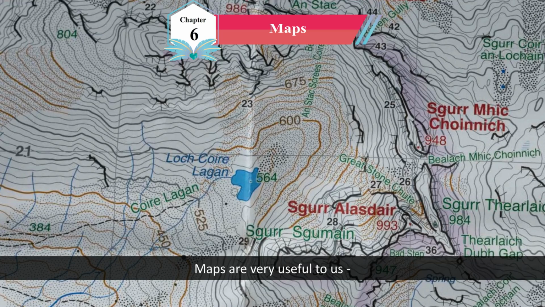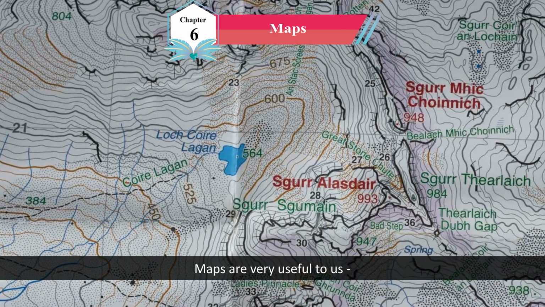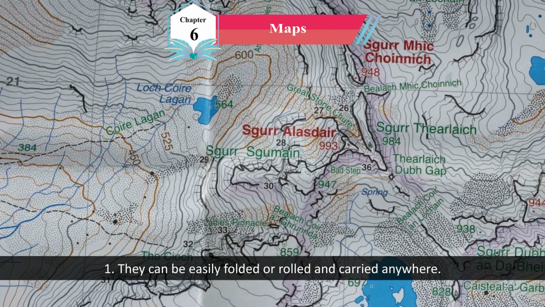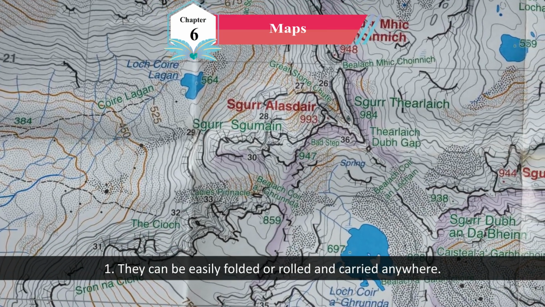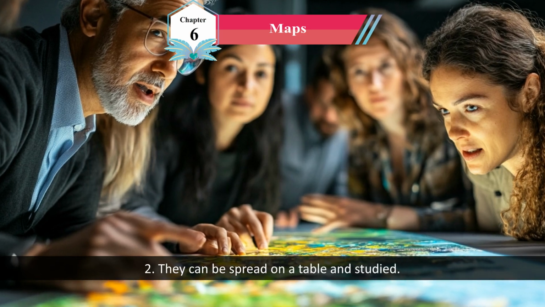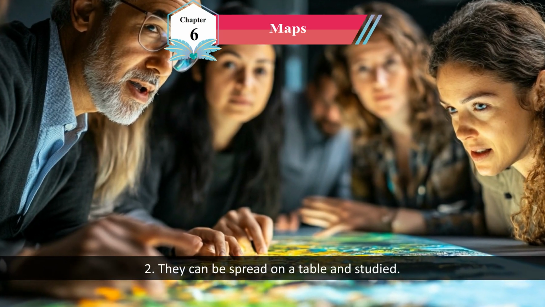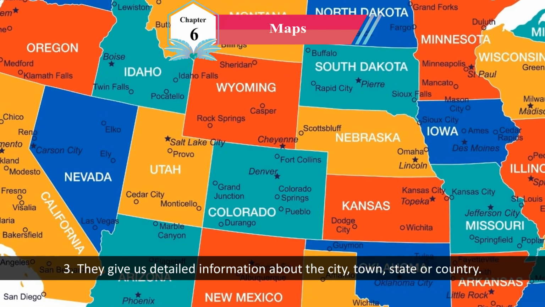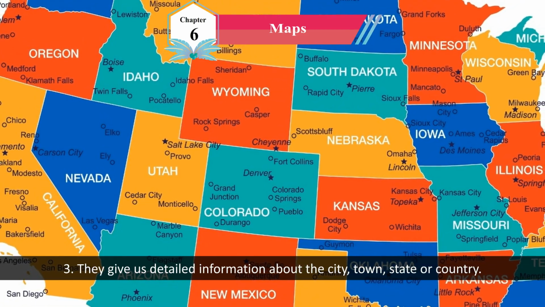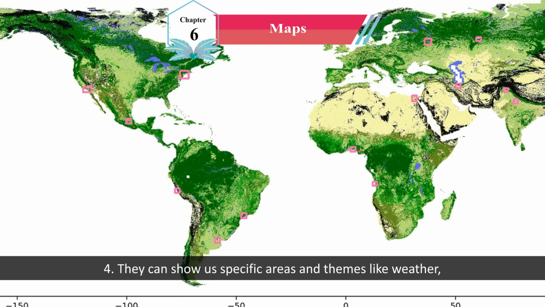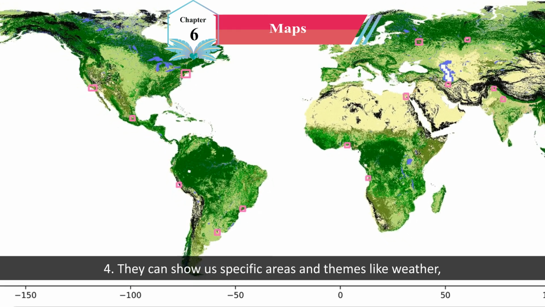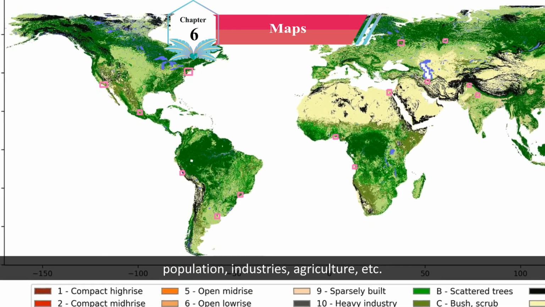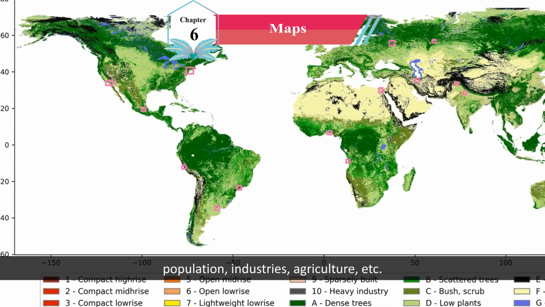Useful maps. Maps are very useful to us. First, they can be easily folded or rolled and carried anywhere. Second, they can be spread on a table and studied. Third, they give us detailed information about the city, town, state, or country. Fourth, they can show us specific areas and themes like weather, population, industries, agriculture, etc.